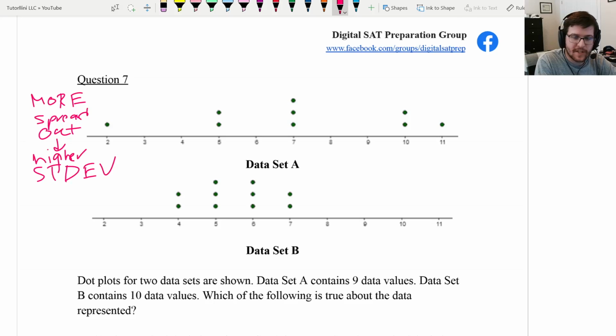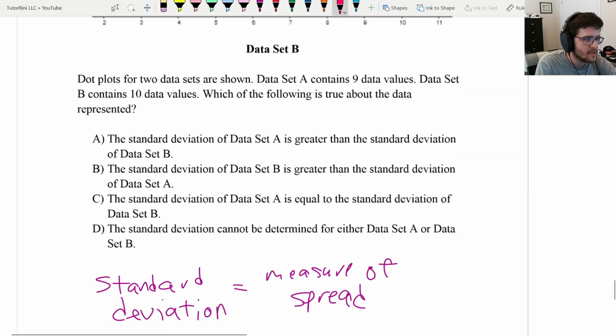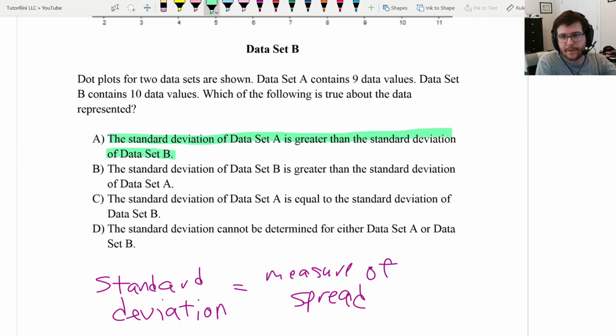So let's see if there's an answer choice that says dataset A is higher. The standard deviation of dataset A is greater than the... Okay, it's the very first one. We're good. That one's A. Now be careful with these guys because they might phrase it the opposite way. They might say dataset B is less. That's still right. It's just it might not be the way you interpreted it in your head. So be very careful with that.